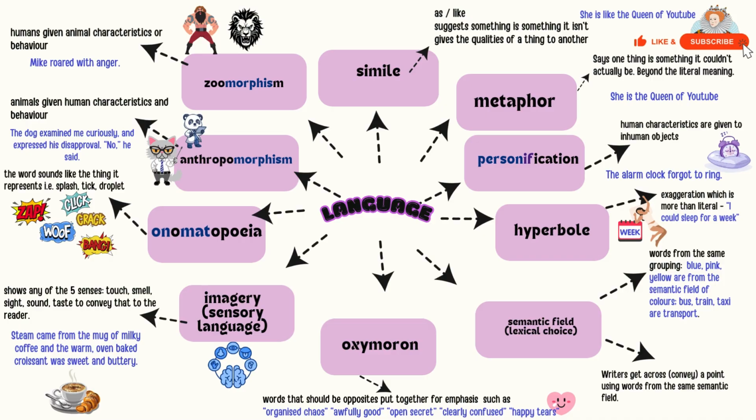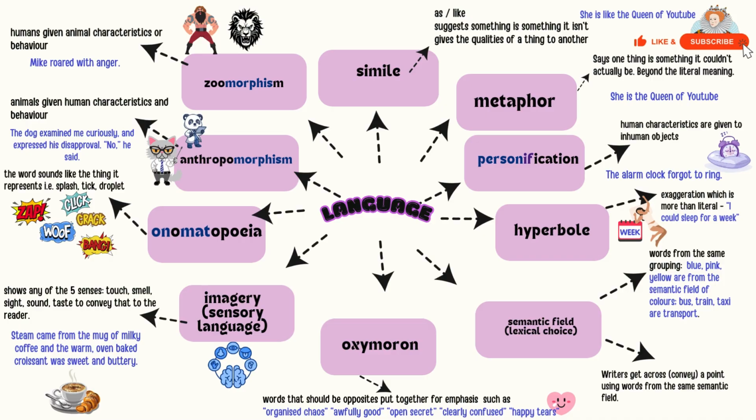To make it really simple, if I say blue, pink, and yellow are from the semantic field of colours, I could say bus, train, and taxi are from the semantic field of transport. Sometimes writers choose a semantic field and use words from a particular semantic field deliberately to have an effect. But as I say, this tends to be quite sophisticated in order to be able to make a valid point about it.